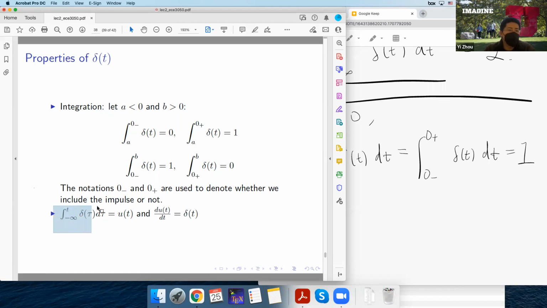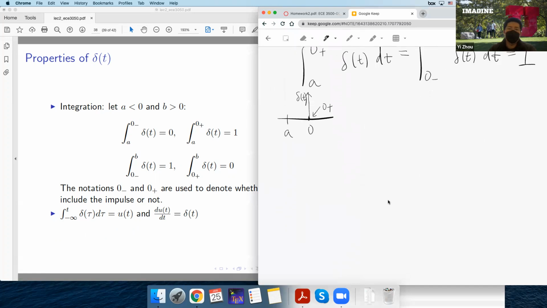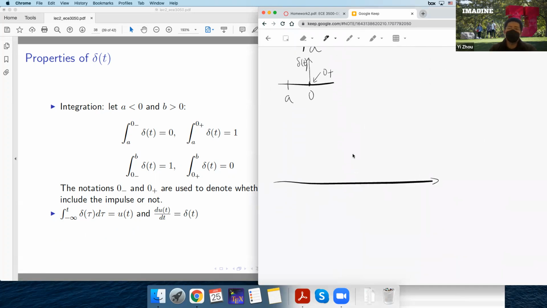And another nice property is that the unit step function is the basic unit for constructing more complicated functions. The unit step function can be related to the impulse signal in this way. u(t) is basically integrating the impulse from negative infinity to the time t. And this is very easy to understand.